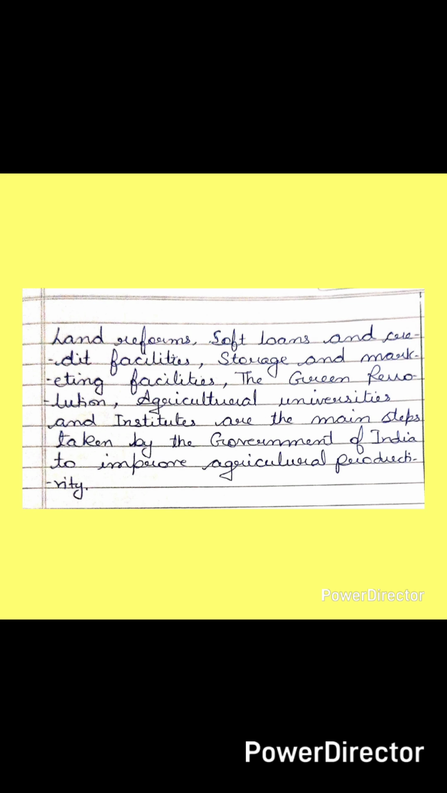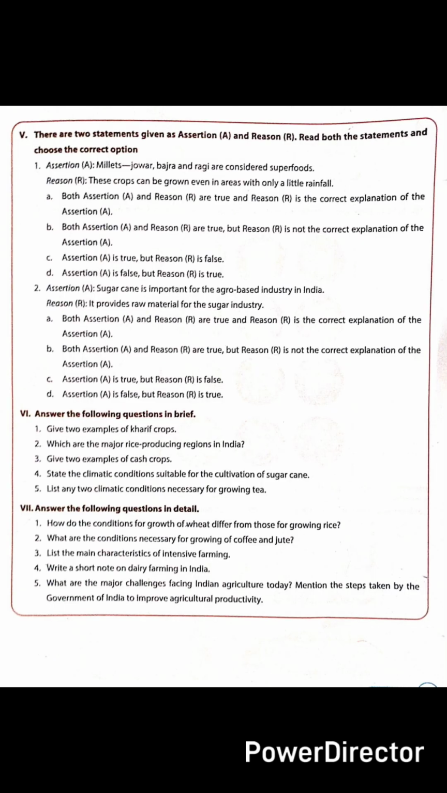Land reforms, soft loans and credit facilities, storage and marketing facilities, the Green Revolution, agricultural universities and institutes are the main steps taken by the Government of India to improve agricultural productivity. Students, we are done with all the questions and answers.